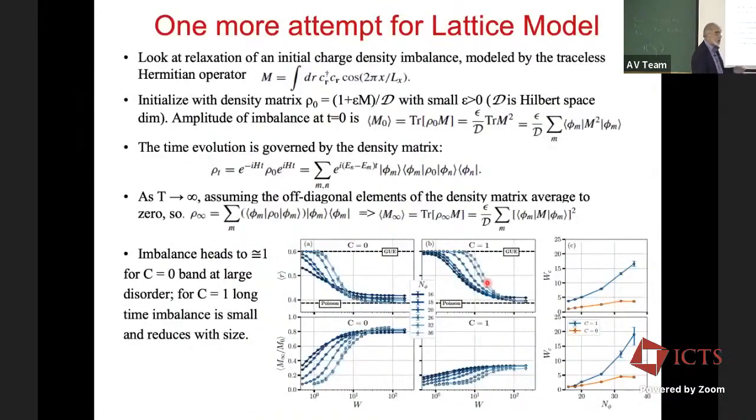So one final thing that we did for the two mini bands we had: we tried to start on a state whose initial charge density has a cosine variation to it, and then see whether it relaxes to uniform charge density under unitary evolution. I don't want to go into too much detail except to show you these two curves, which show how much of the memory is retained.